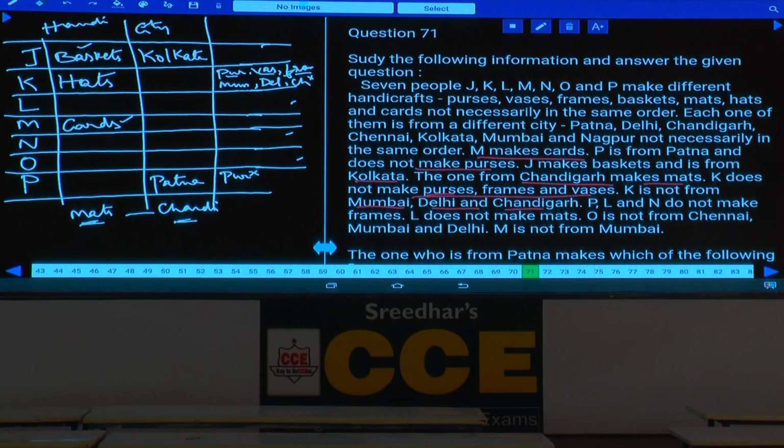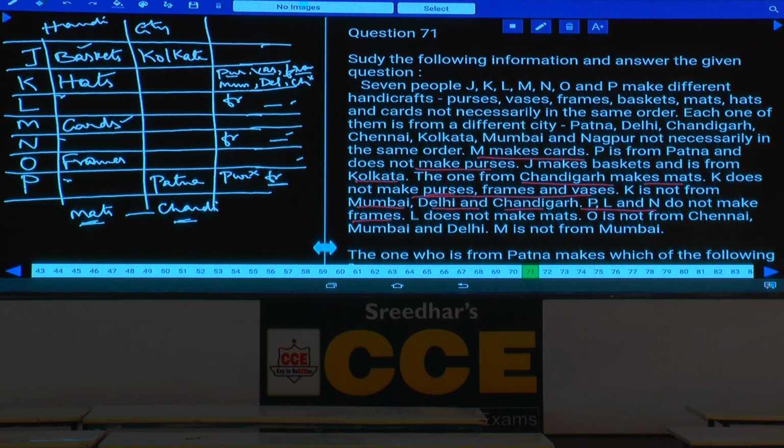P, L and N do not make frames. P is not doing frame, and L is not doing frame, and N is also not doing frame, isn't it? Now J, P is not doing frame, it cannot be here, and it cannot be here, and it cannot be here. Then what is the only thing left over here? And who is making frame? O is making frame. Are you following this one or not? Frames cannot be here, cannot be here, cannot be here, cannot be in the remaining 3 as well. Hence this person must be frame.